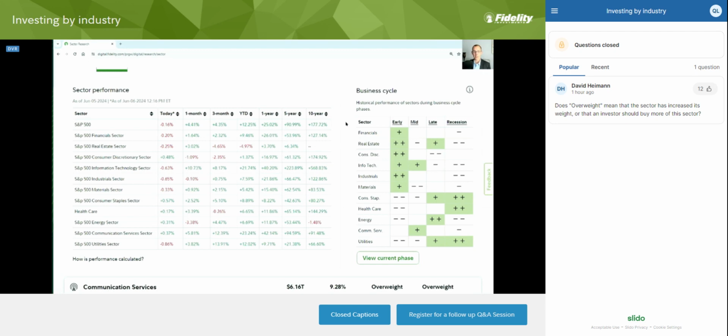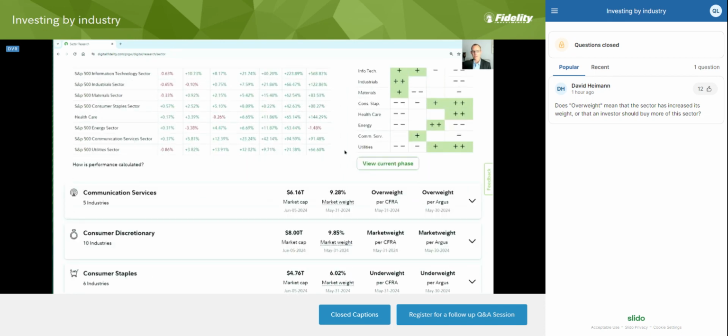Here we're undoing some of that smoothing, looking for opportunities to both shed potential losers in the current environment that we see and to sway towards potential winners as we look at what is likely to outperform in the near future. Now let's continue to scroll down and take a look at how this page is broken out.